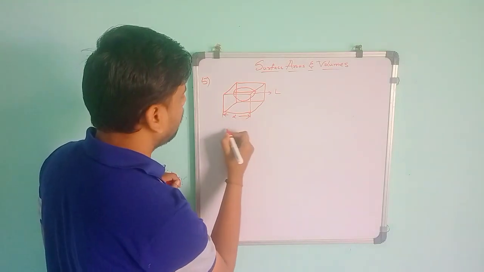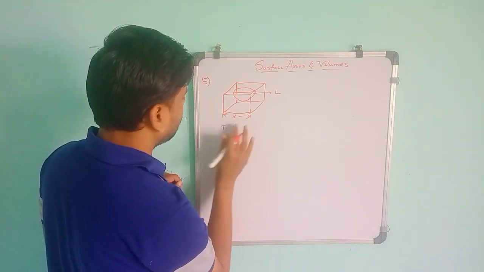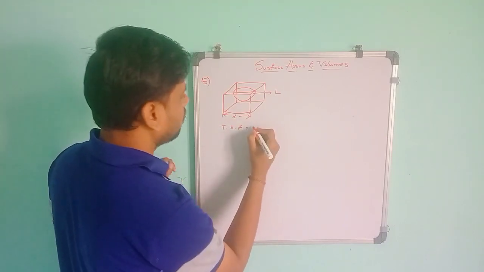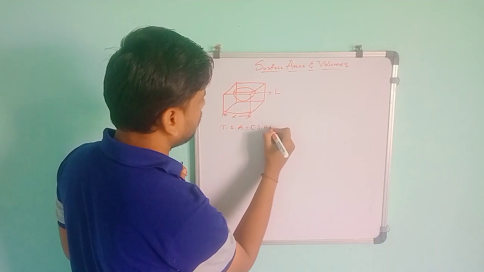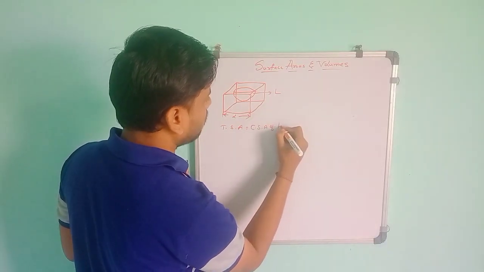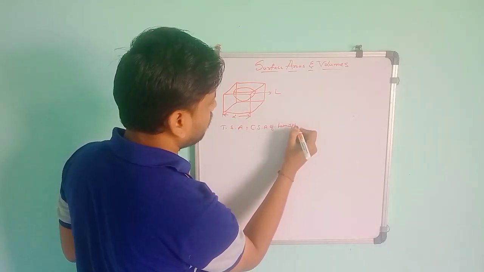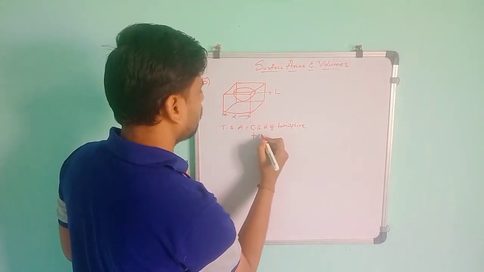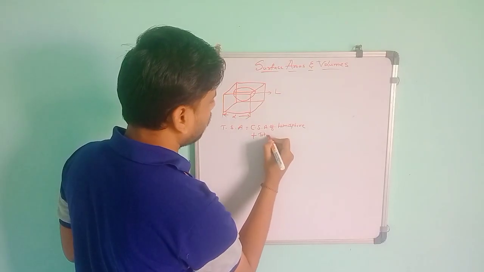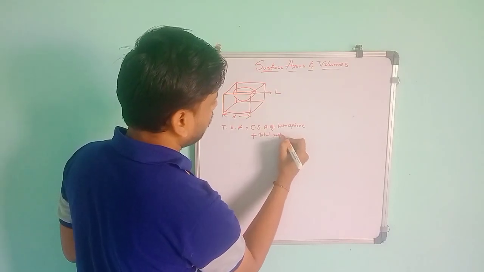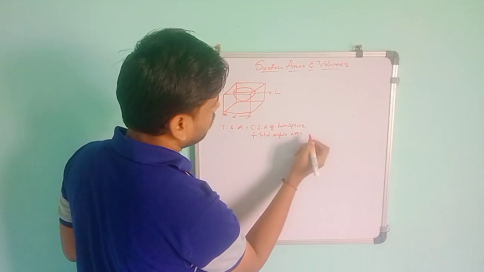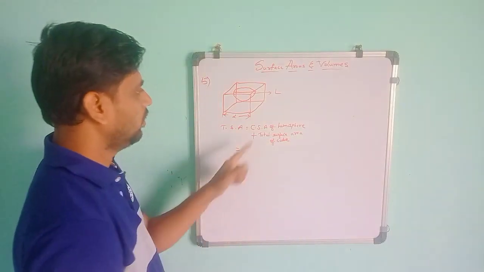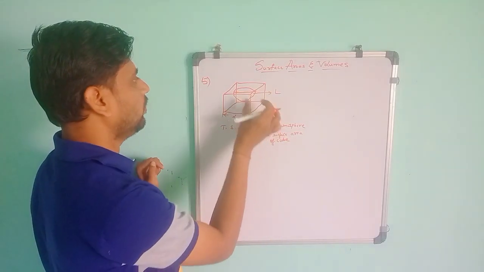So this is L. The total surface area is equal to the curved surface area of the hemisphere plus the total surface area of the cube. So for the hemisphere, the diameter is L.